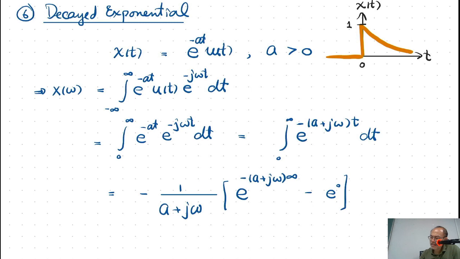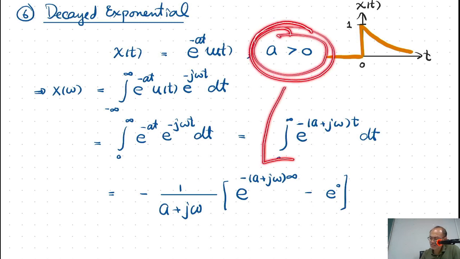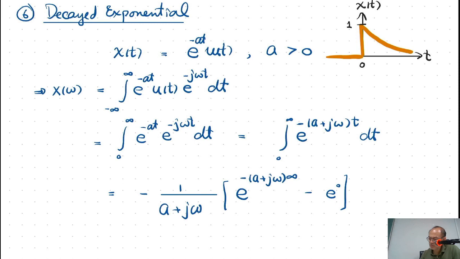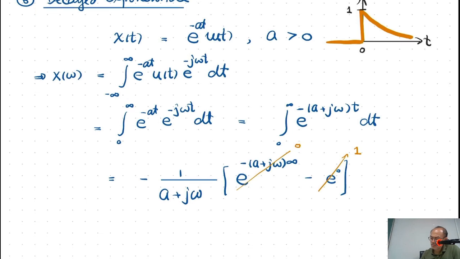Now, because a is greater than 0, this term converges to 0. And this term is of course 1. So we are left with 1 over a plus j omega. And this is the spectrum of the decayed exponential.